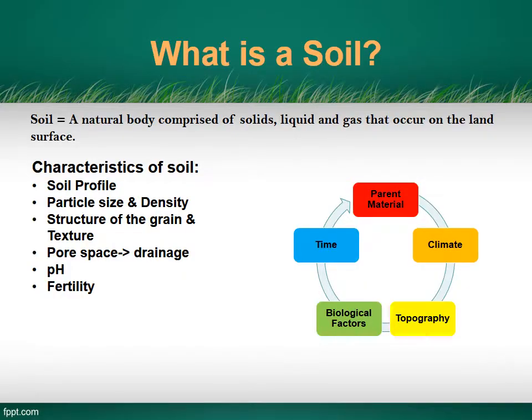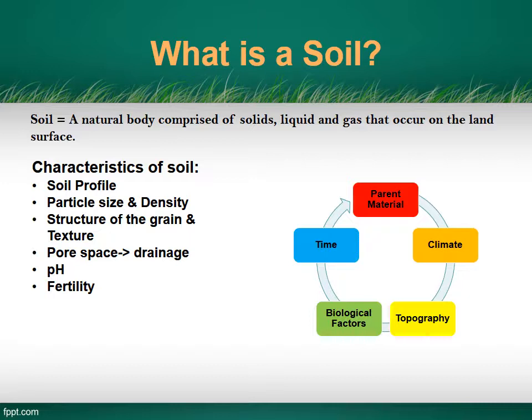So what is the soil? Soil is a natural body comprised of solids, liquids, and gas that occur on the land surface. So there's a lot of different characteristics of soil that we're going to cover: soil profile, particle size and density, the structure of the grain and the texture. Pore space is very important, especially when we get a hurricane, tropical storm, or a lot of rains. You'll learn that every type of soil has good parts and bad parts.